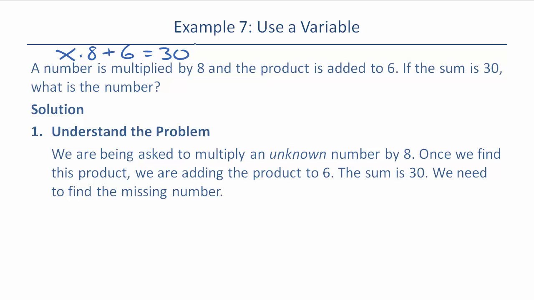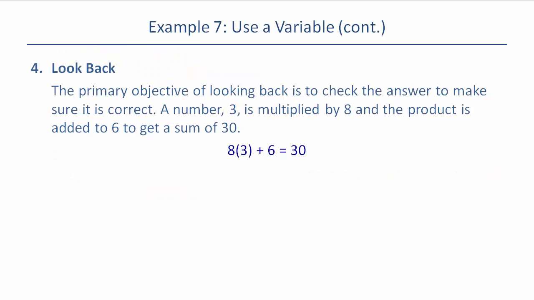And all we have to do is solve for x. This is really easy. 8x plus 6 equals 30. We subtract the 6 and say 8x equals 24. Divide by 8, and x equals 3. It's that simple, right? And then we look back and make sure it makes sense. Take 3, multiply it by 8, add 6 to it, and go, yep, we get 30.